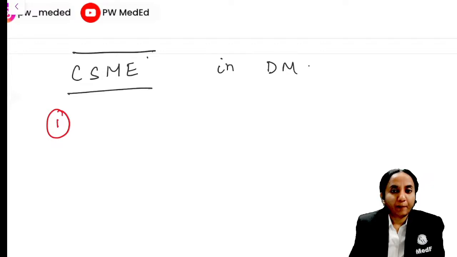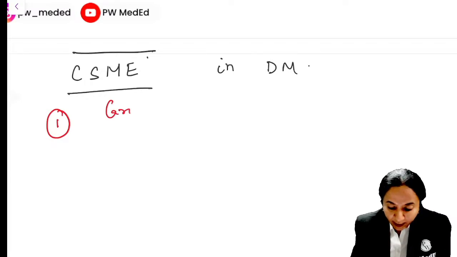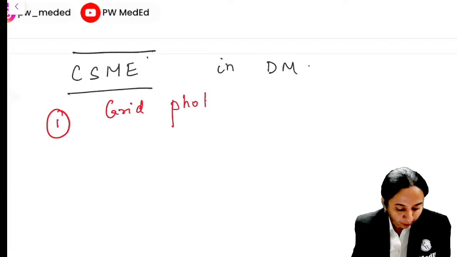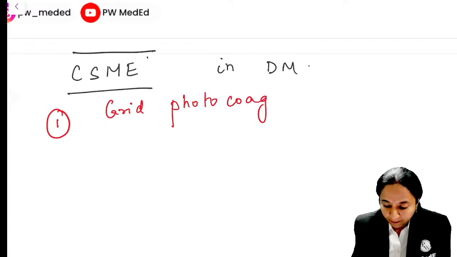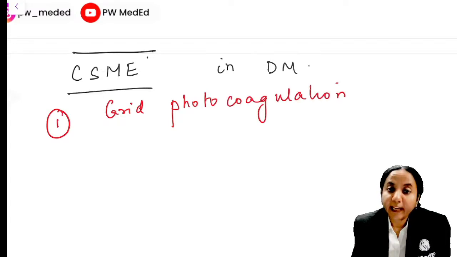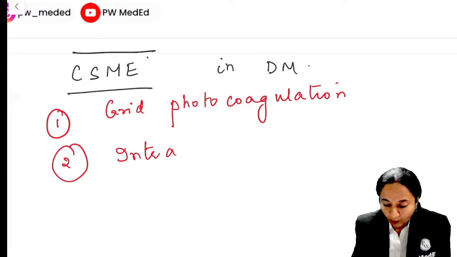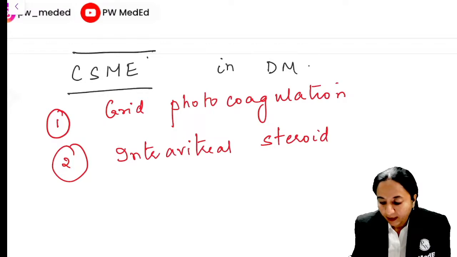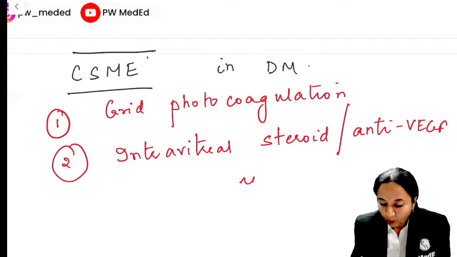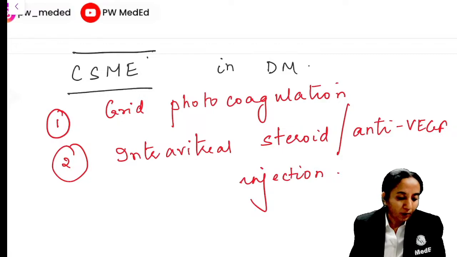No, it is not PRP. The treatment for CSME is grid photocoagulation, not pan retinal photocoagulation. Grid photocoagulation. Okay? Grid photocoagulation. And the other option is, as you are saying, intravitreal steroids or intravitreal anti-VEGF injection. So for this clinically significant macular edema, the treatment options are grid photocoagulation and intravitreal steroid or intravitreal anti-VEGF injections.